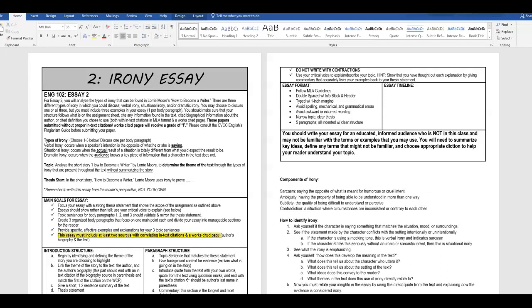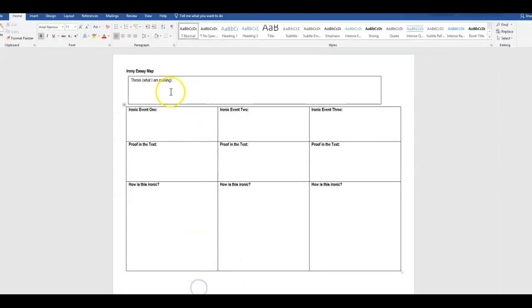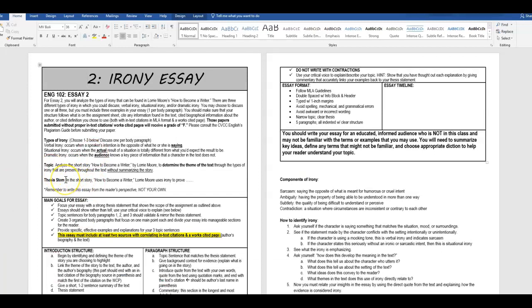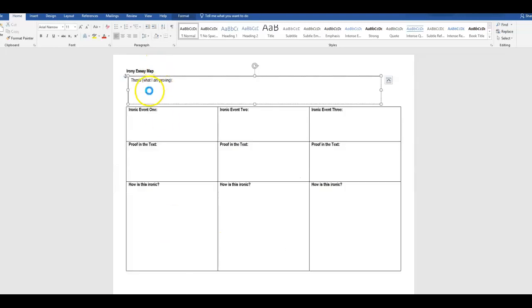I want to jump to the map really quick because that's what we're going to put in our map. This is the stem that you're going to use, so you can copy that and paste it directly into the map. Now what comes next? After "to prove," the next thing you're going to list is the theme of the text.